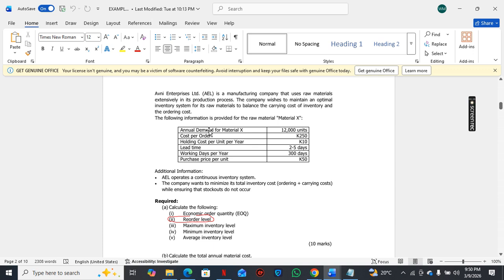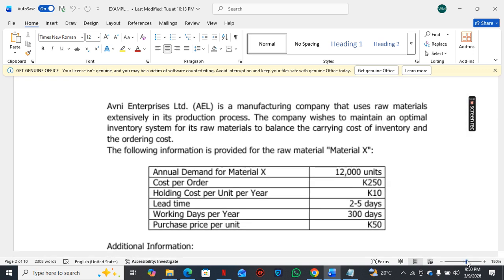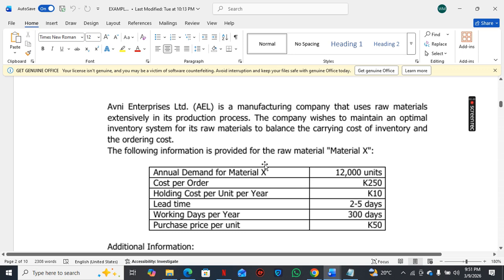Okay. So here we've been given this information. Annual demand for material X, 12,000 units. So this company, in a year, needs 12,000 units of material X. Cost per order, 250 kwacha. So each time we make an order, we have to pay 250. Holding cost per unit per year, 10 kwacha. This is how much it costs to keep 1 unit of inventory for that year.